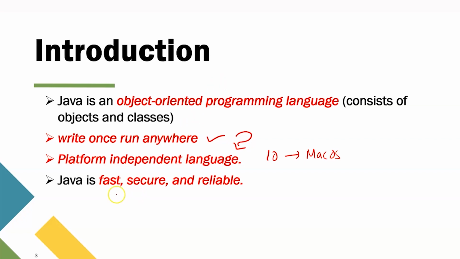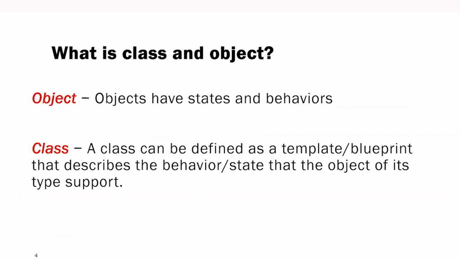After that, you can say that Java is a fast, secure, and reliable programming language. These are the basic features of Java, and when someone asks you what is Java, you can quote these four points, and that will be more than sufficient for you as a beginner. After this, we will see what is class and object.